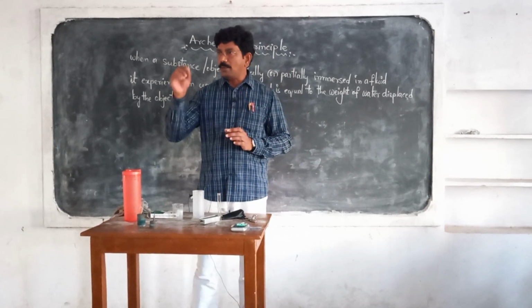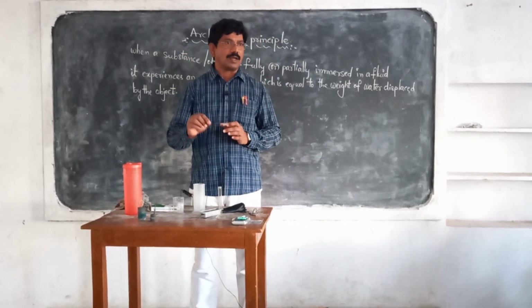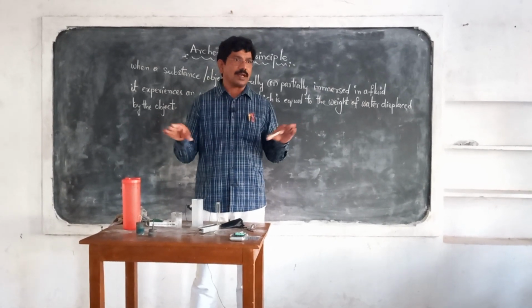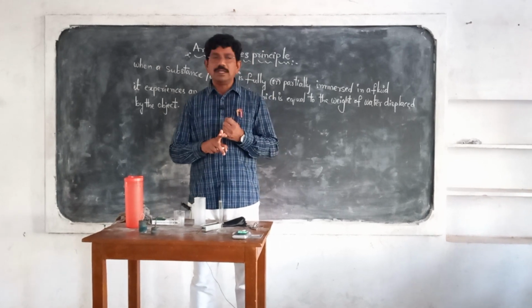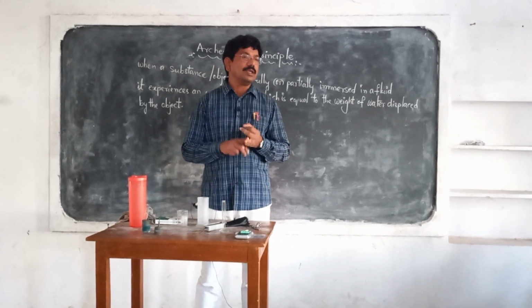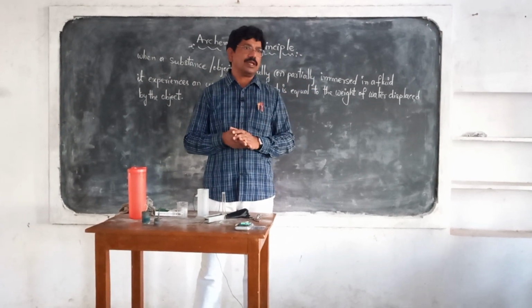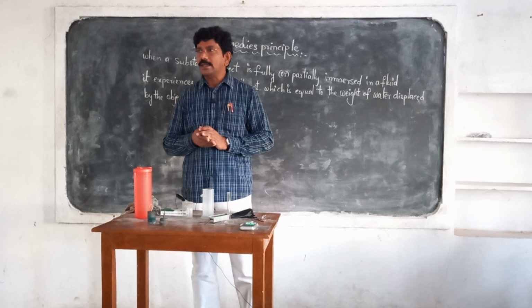When an object is immersed in water fully or partially, it displaces some water. So the weight of the displaced water is equal to the apparent loss in the weight of the object. That is known as Archimedes principle.